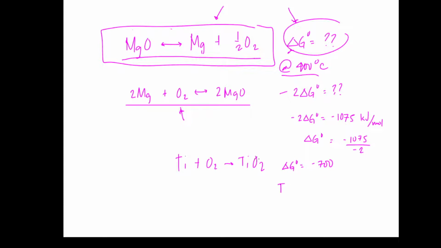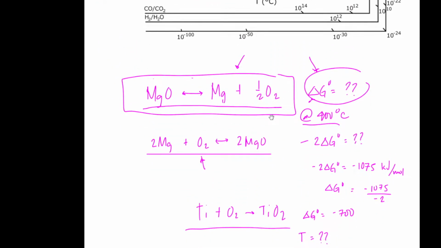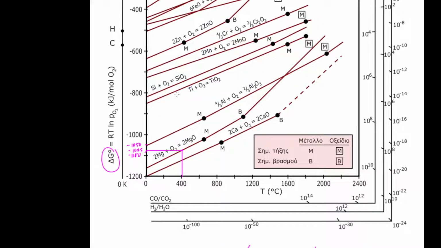Ano yung temperature ng system na to? Okay? So, what is the temperature? So, ito, madali lang din, no? So, we have negative delta G. Hanapin natin si Ti line. And Ti line is this one. So, this is itong line na to. Okay?